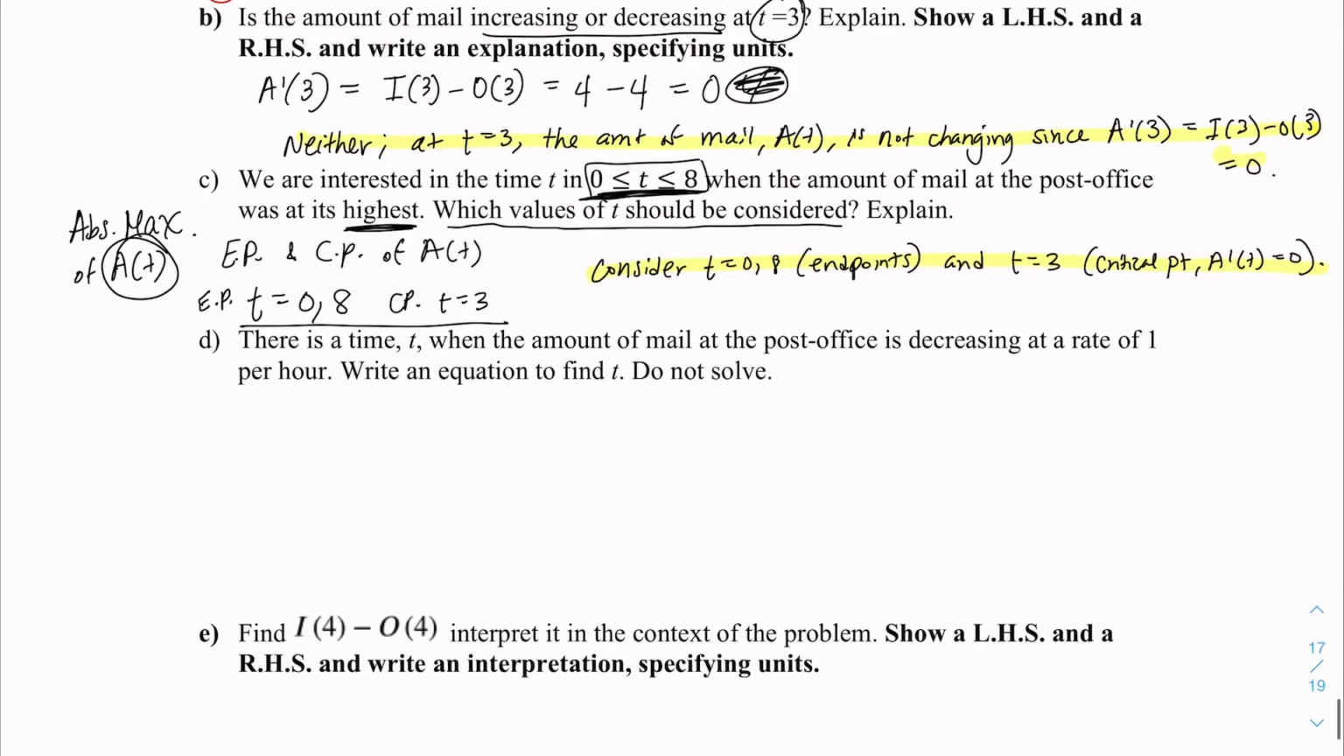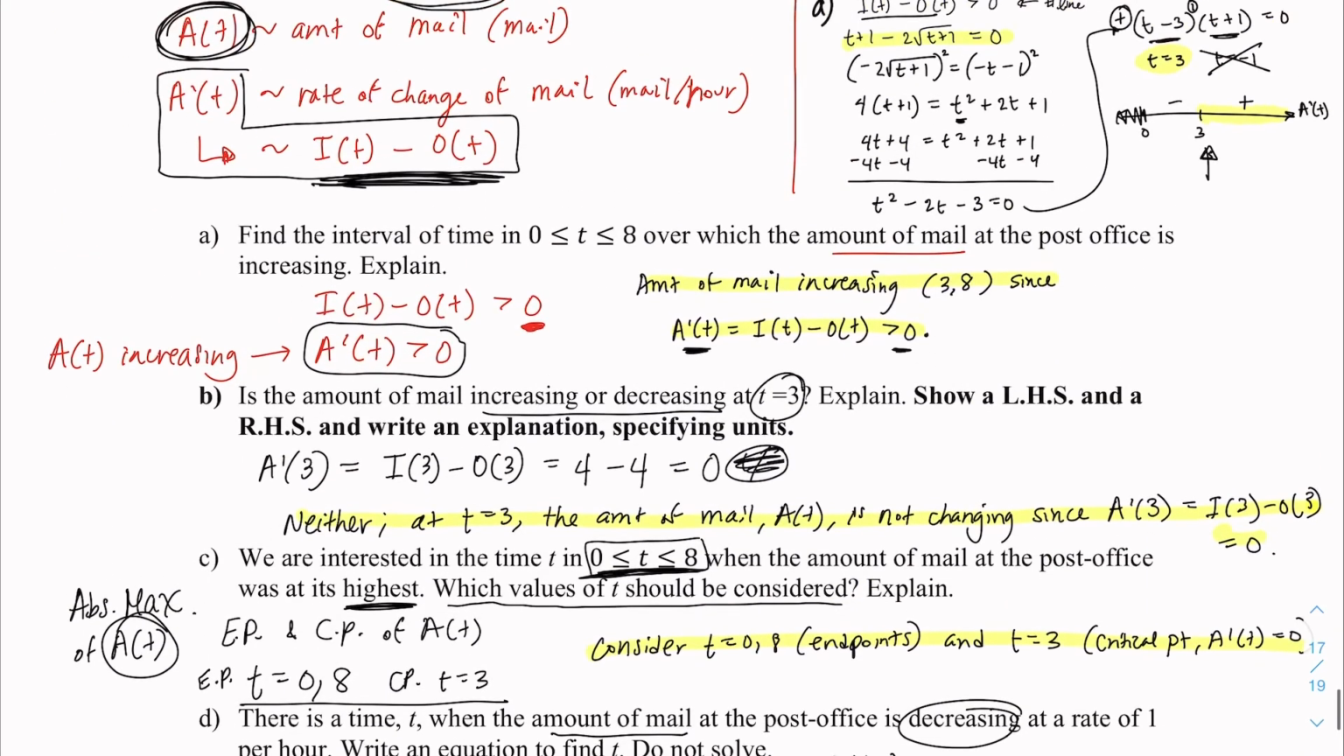Okay, part D says, there's a time t when the amount of mail at the office is decreasing at a rate of 1 per hour. So the amount of mail is decreasing. That means A prime of t, since we're dealing with a derivative, a rate of change, and it is decreasing at a rate of 1 per hour, so it'll be -1. Oh, this is pretty straightforward. All we have to do is set A prime of t equal to -1. And remember, A prime of t is I of t minus O of t, as we defined up here.